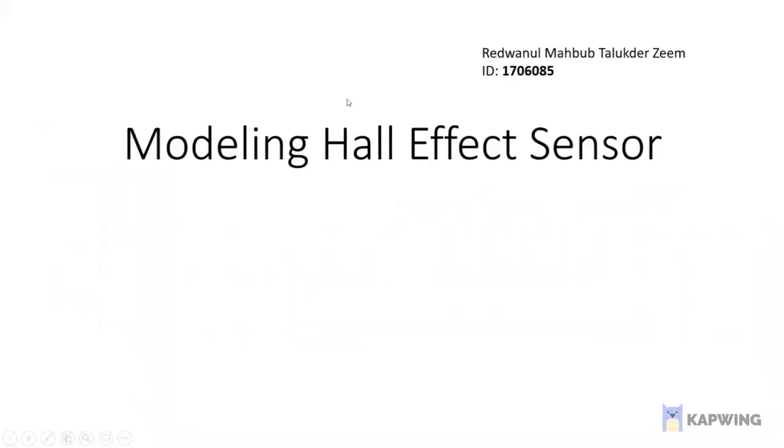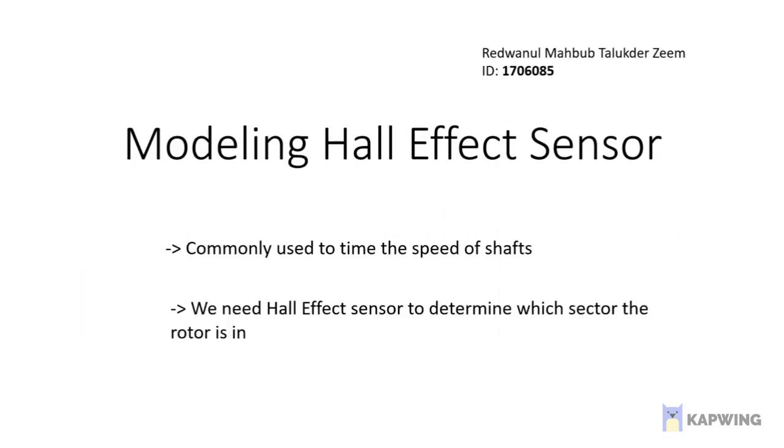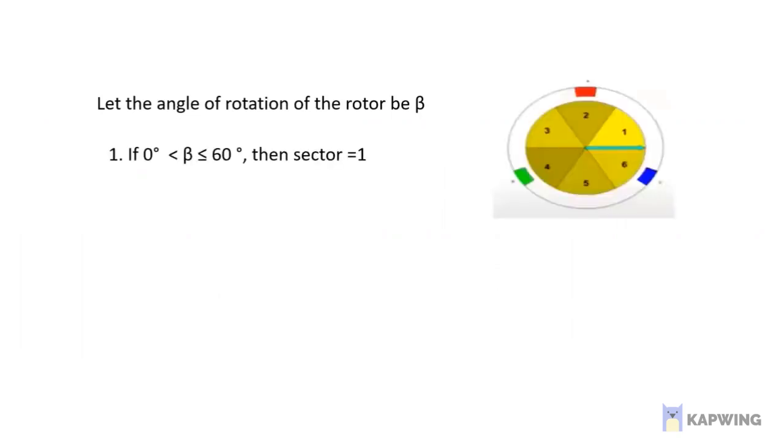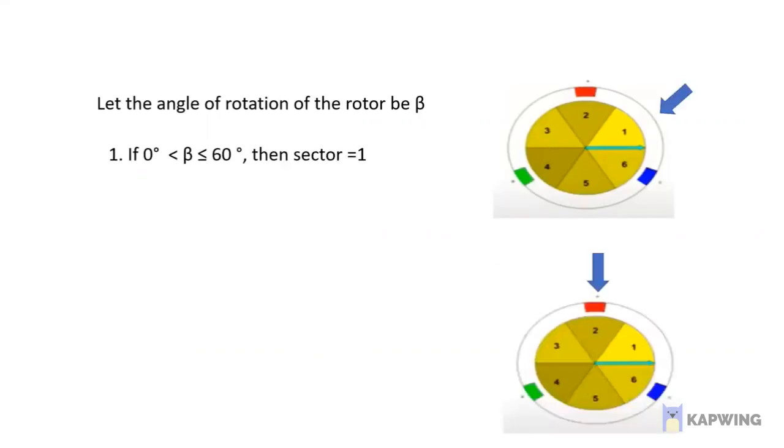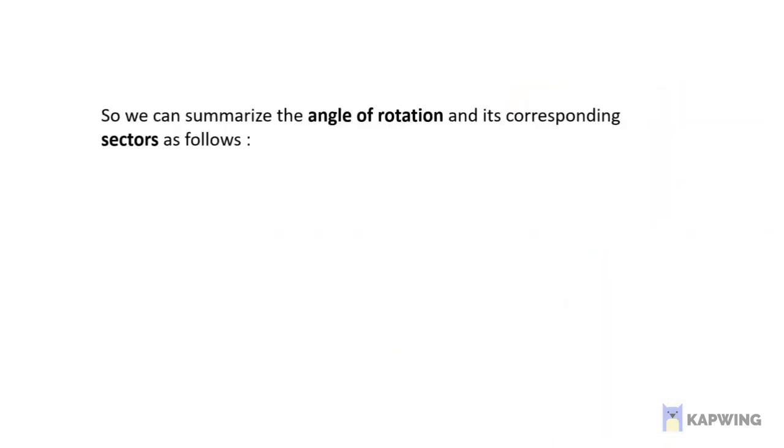Assalamu alaikum everyone. I am Vedran Talagajim, my ID 85. Now we are going to model a Hall effect sensor. Commonly we use a Hall effect sensor to measure the speed of shafts. In our project, we need the Hall effect sensor to determine in which sector our rotor is in. For this, firstly, we consider the angle of rotation of the rotor, the angle beta. If the angle of rotation is from 0 degrees to 60 degrees, it will be in sector 1, as you can see from the figure. It will be in sector 2 if the angle of rotation is between 60 and 120 degrees. In this manner, we can determine and summarize the angle of rotation and its corresponding sectors as follows.